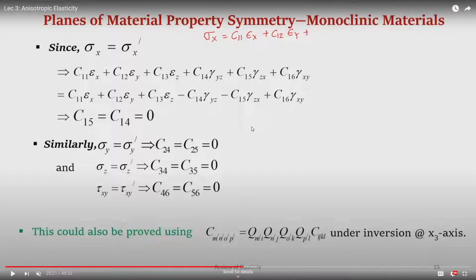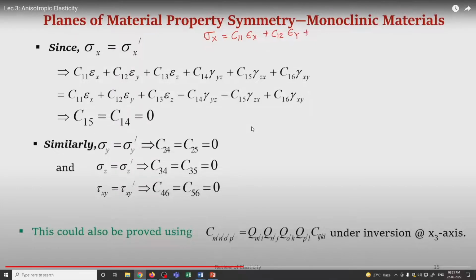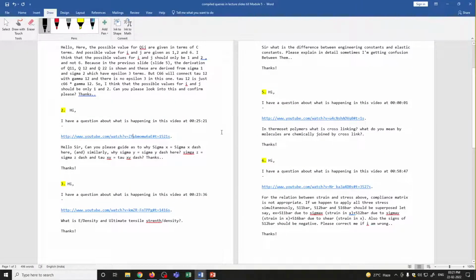So I think it is clear why sigma x is equal to sigma x dash and sigma y is equal to sigma y dash, because we have performed the stress transformation and strain transformation, and we have seen that these stresses remain the same even if we change the coordinate axes from x1, x2, x3 to x1, x2, x3 bar. I think it is clear. If not, you may please write back. I can again tell that.